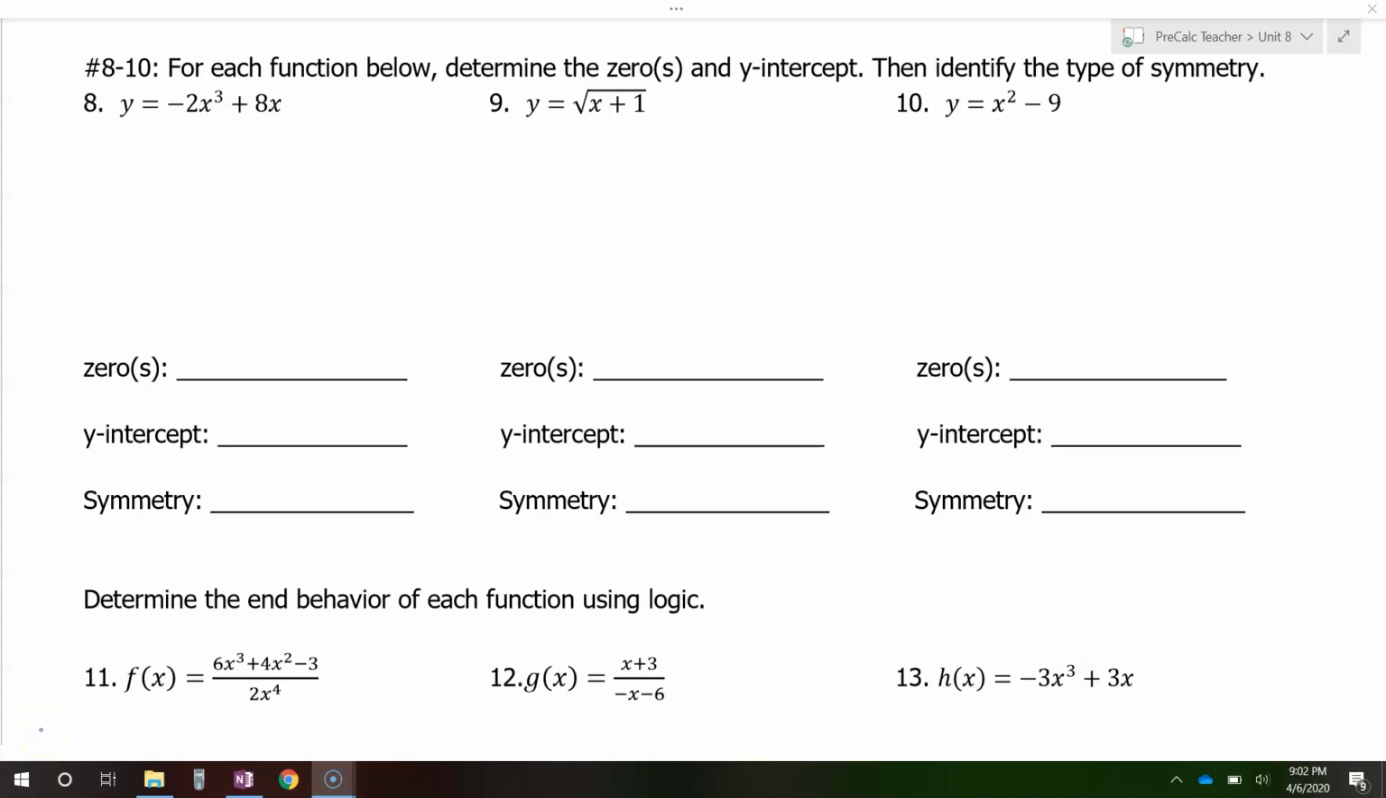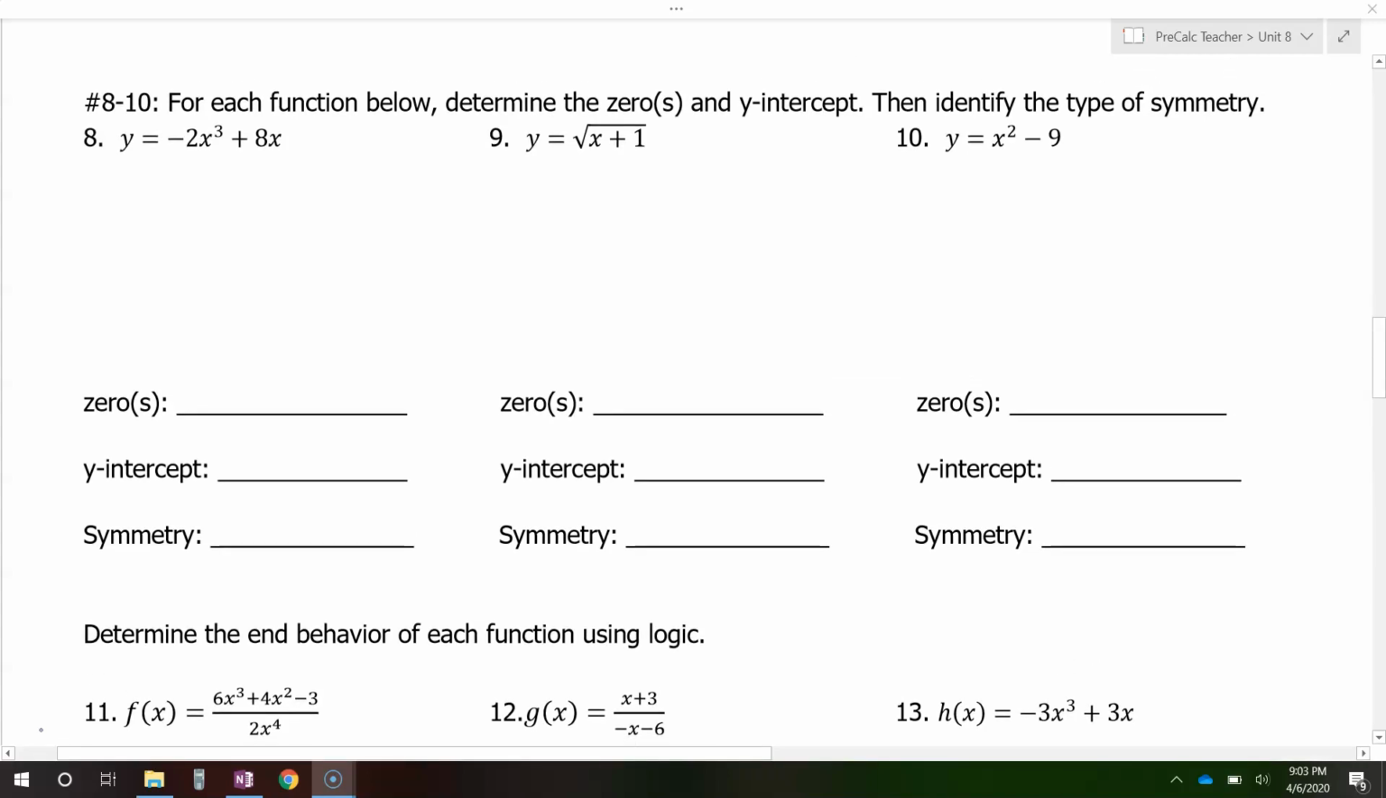In this video, I will show you how to determine the zeros and the y-intercept of all of these functions, and we will talk about what type of symmetry there is: even, odd, or neither symmetry. And if there's time, we will jump down and talk about finding the end behavior of these functions without actually graphing them. We're just going to use logic.